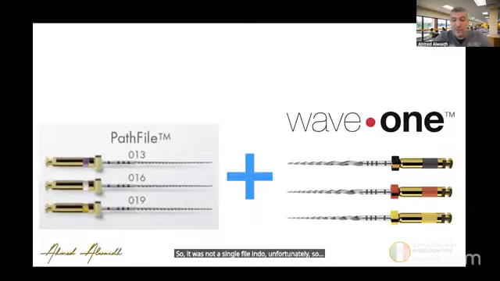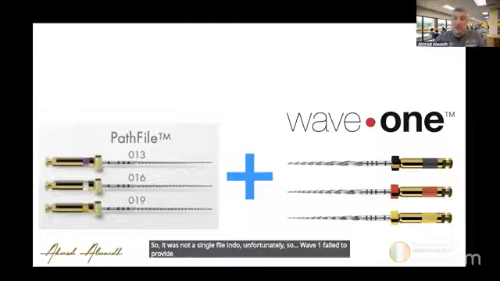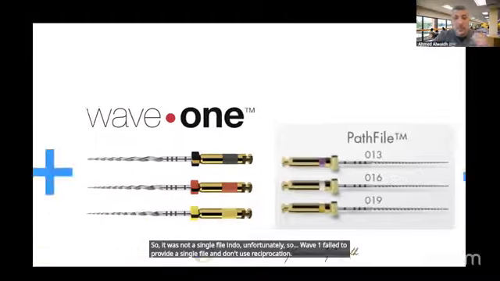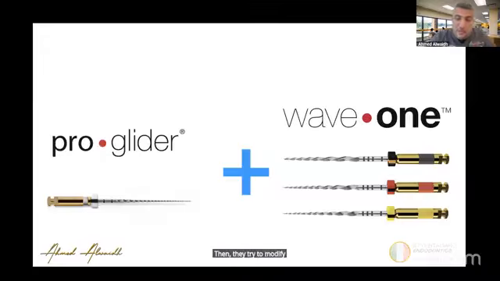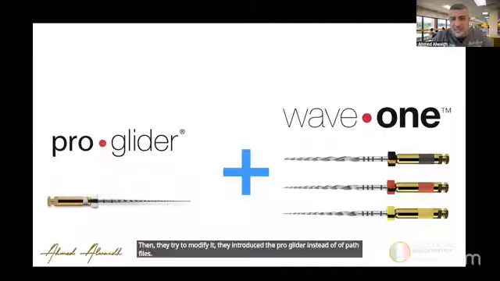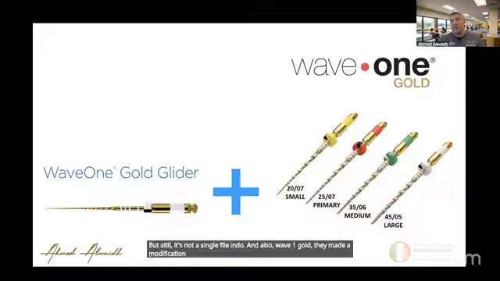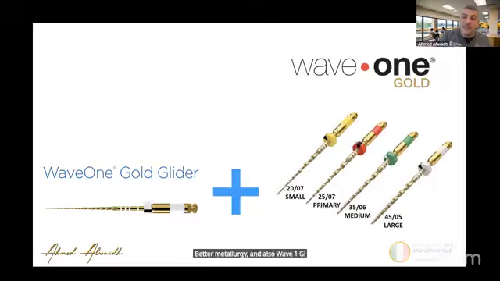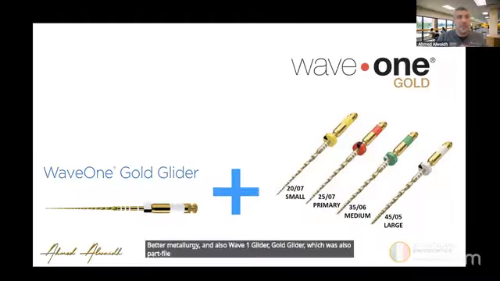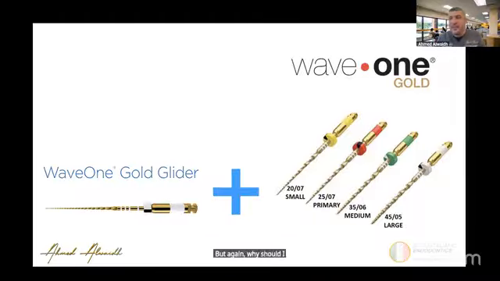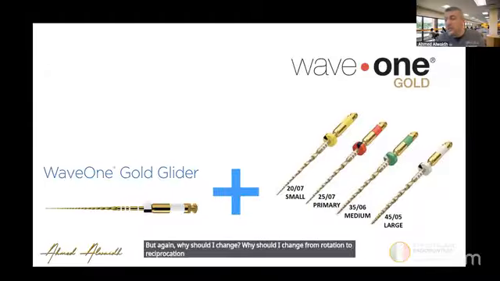So WaveOne failed to provide a single file endo using reciprocation. Then they tried to modify it. They introduced the ProGlider instead of path files, but still it's not a single file endo. And also WaveOne Gold, a modification of WaveOne with better metallurgy, and also the WaveOne Gold Glider, which was also a path file but in reciprocation. But again, why should I change from rotation to reciprocation? Why should I purchase an expensive endomotor? Because the idea was to use a single file endo, and it's not a single file endo.